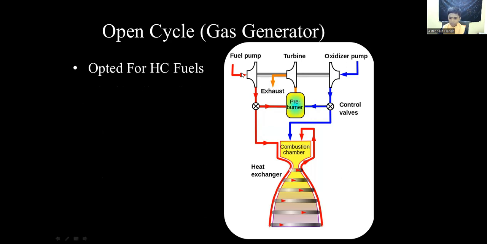In this, some of the fuel and some of the oxidizer go to the pre-burner. Then the pre-burner's exhaust goes to the turbine, which in turn spins the pumps. Then the fuel and oxidizer go to the combustion chamber and react. ISRO's Vikas engine uses this method.